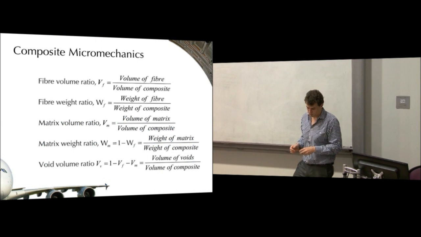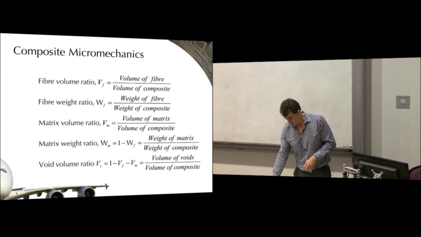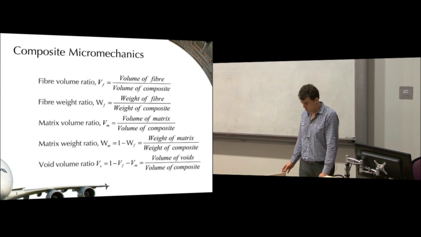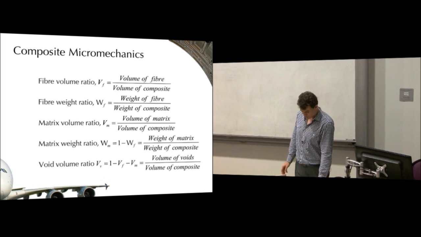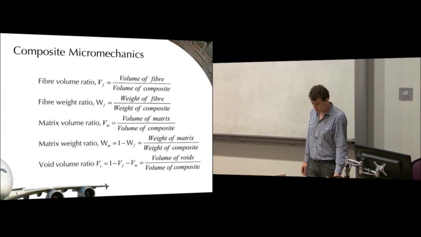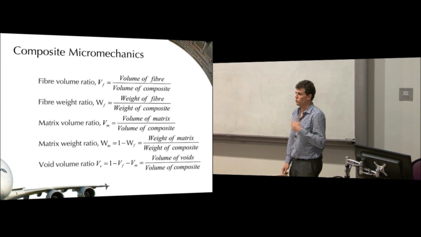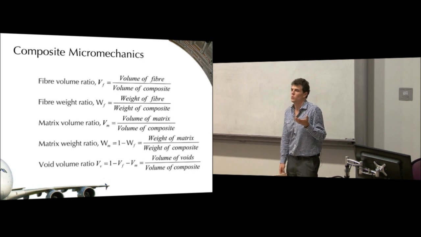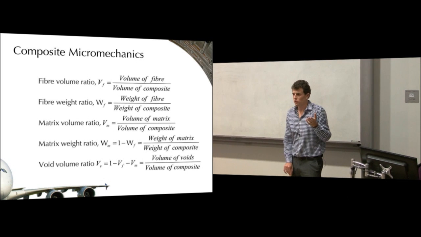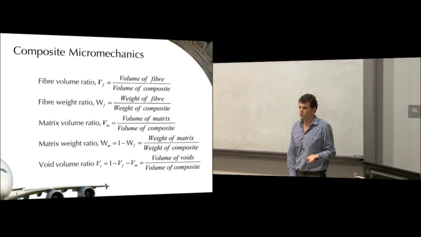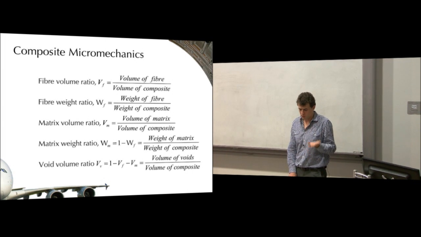So first, some definitions. We'll have some different volume and weight ratios here that we'll talk about. Fibre volume ratio is the one that we will talk about most commonly, and if I say volume fraction, I mean fibre volume ratio. So volume fraction is the percentage of fibres in the total composite. A volume fraction of 0.6 means there's 60% fibre and 40% resin, roughly.